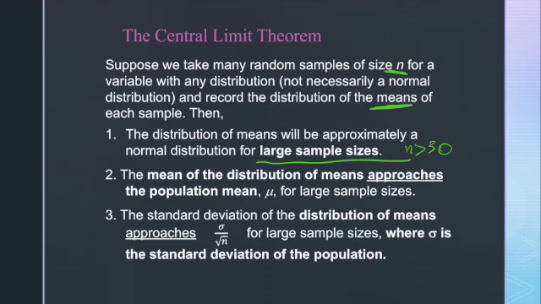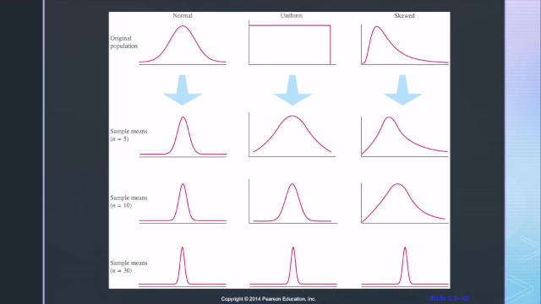The standard deviation of our distribution of means approaches sigma over the square root of our sample size, as long as we have large sample sizes, and sigma is the standard deviation of the population. So if I had my original distribution and I take bigger and bigger sample means, my distribution gets tighter and tighter and tighter. And that's going to be the same for a uniform distribution, a distribution that's skewed, or a normal distribution. So the central limit theorem works for all distributions.